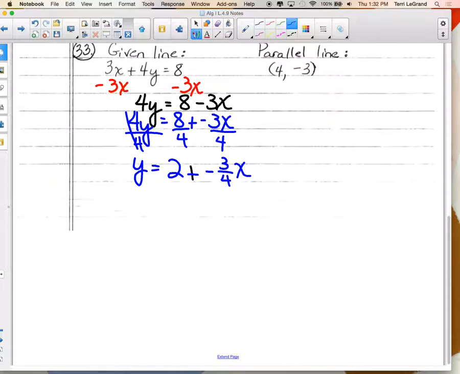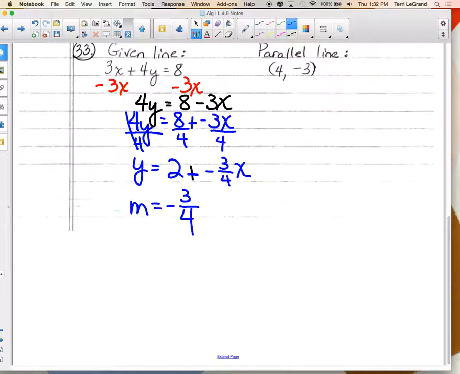Why did we do this? Correct. We need the slope. What's the slope? -3/4. All that to get that. Okay, now that we got that, big deal. Now what?